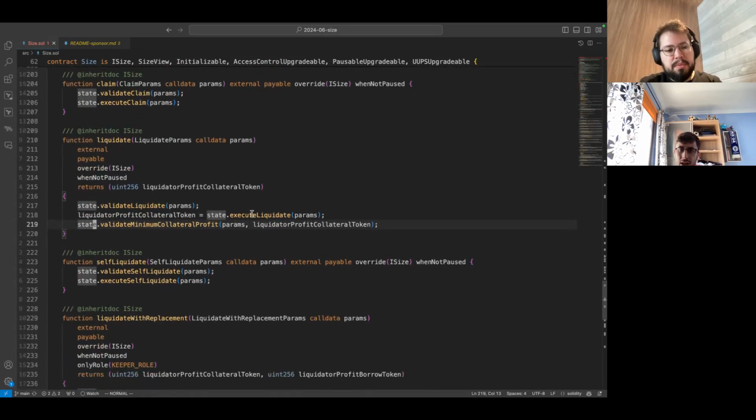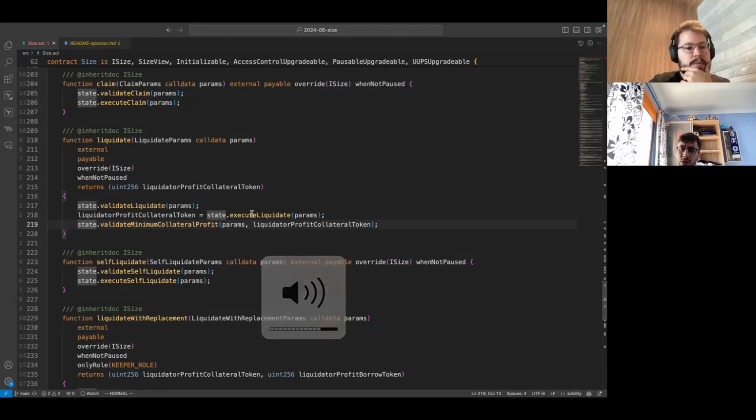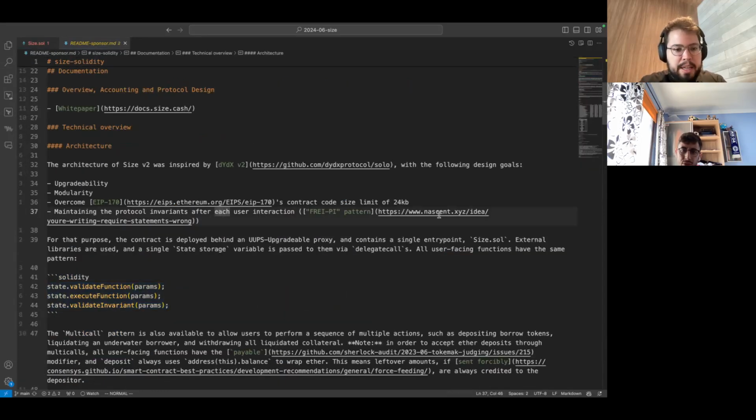Antonio, this looks super clean, man. What was the pattern called again? I've never seen it implemented like this before.